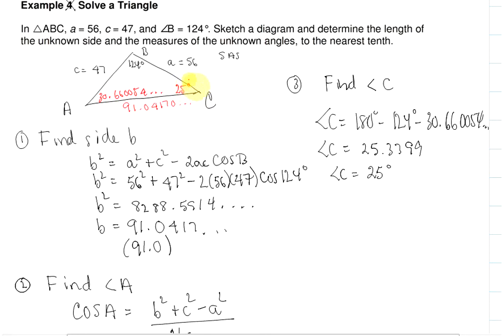Oh, sorry, I need it to the nearest tenth of a degree, so it's 25.3 degrees.